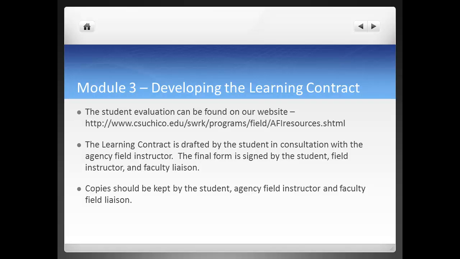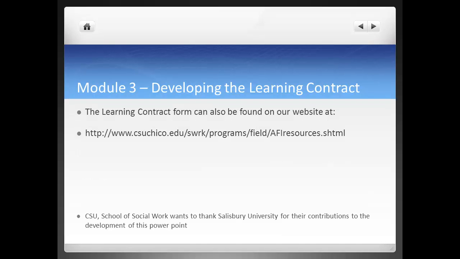The learning contract is actually drafted by the student in consultation with their agency field instructor. The final form is signed by the student, the field instructor, and the faculty liaison. All three people should keep a copy of that. The learning contract form is found on the agency field instructor resource link. And as I mentioned earlier, there will also be a sample learning contract that has examples of potential learning activities or tasks in the various competency areas.